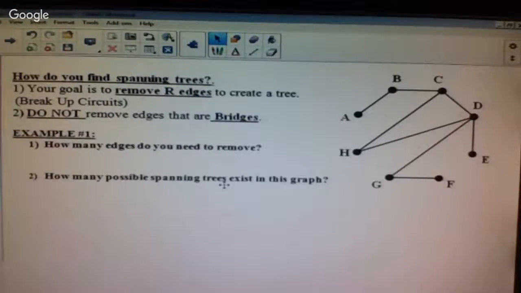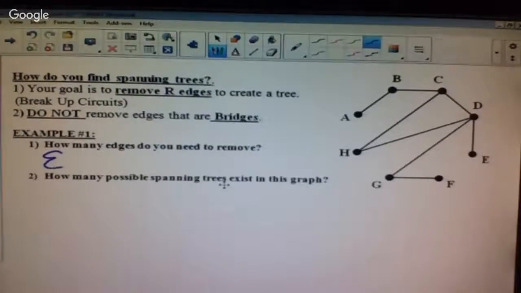Okay, so we're going to use our redundancy formula. Basically, you can't break off C, H, and D. You can't break off because that's like you're getting rid of your circuits. That's your goal, to not disconnect your circuits. Okay, so E minus V plus 1. Let's see how many edges I need to get rid of here. How many edges do I need to remove?